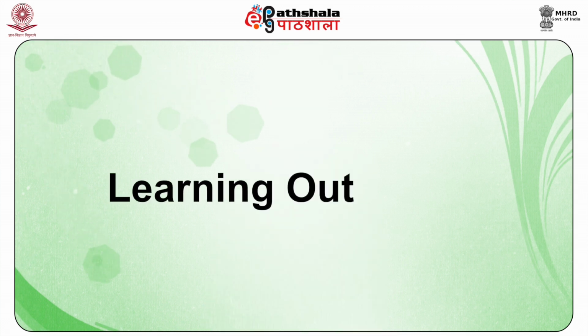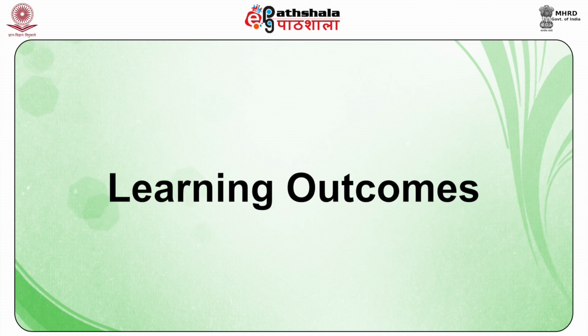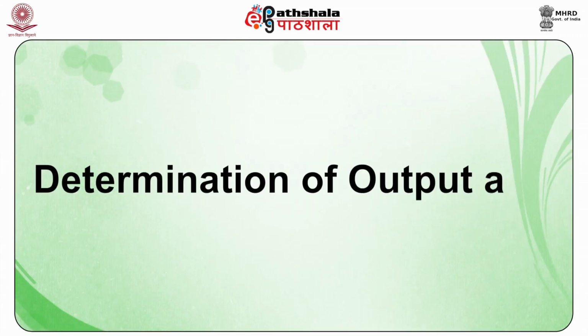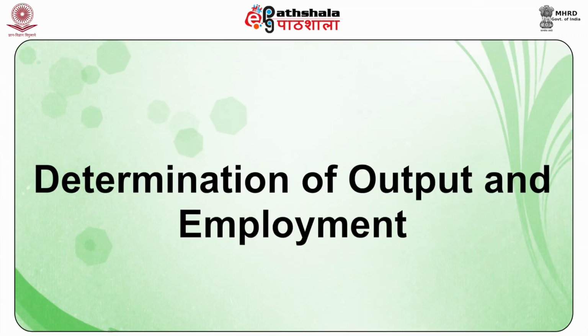The determination of output and employment in the classical theory occurs in labor, goods and money markets in the economy. After studying this module, you shall be able to know about output and employment under the classical approach, determine labor market equilibrium, understand wage price flexibility, derive the aggregate supply curve, and compare classical and Keynesian labor markets. Let us begin this module by discussing determination of output and employment.